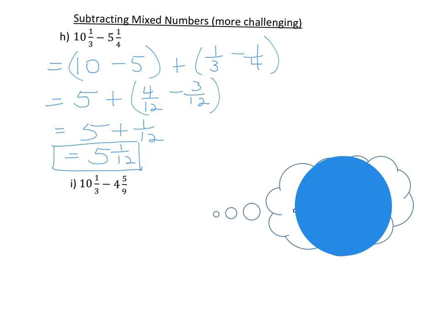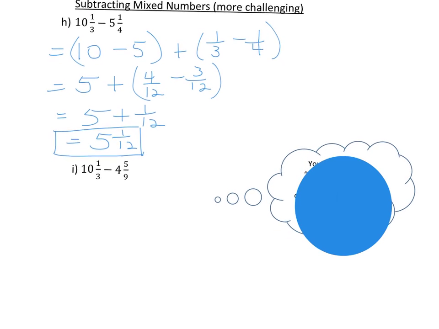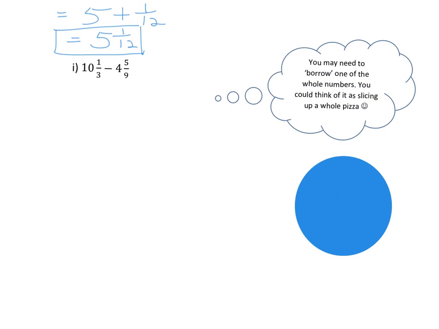Okay, so you can subtract the whole number part, subtract the fraction part. Take a look at what happens in this next example though, because it throws a little bit of a loop on here. So we'll just get rid of our blue balloon here. You might need to borrow one of the whole numbers. If you think about 1/3 minus 5/9, 1/3 is less than 5/9. So I'm not going to be able to subtract the fraction parts as they are. So let's take a look at this one.